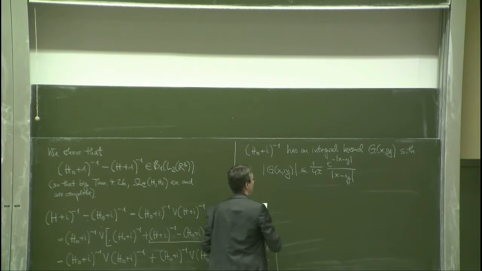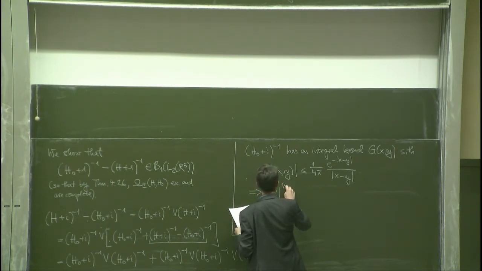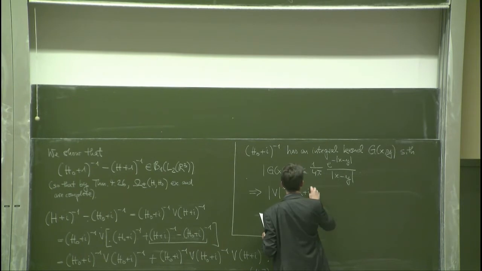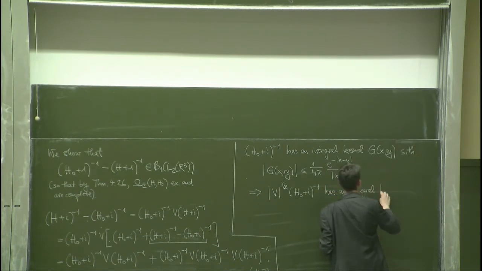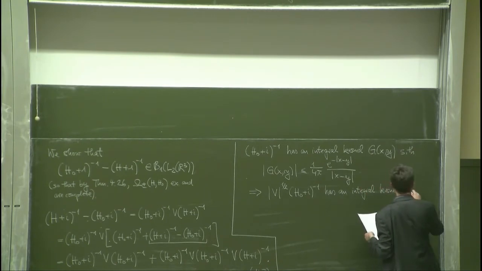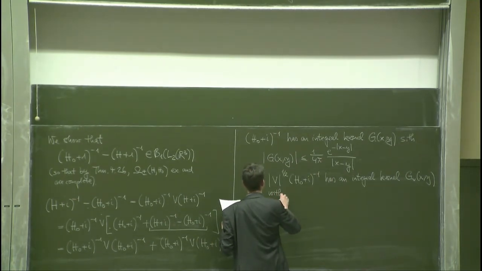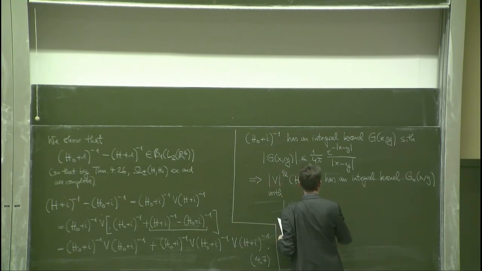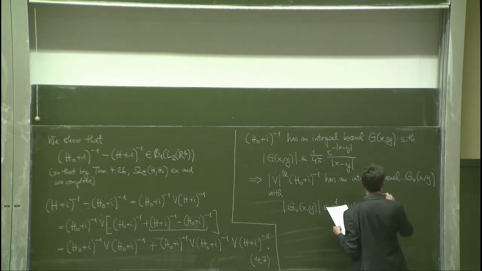And then we conclude that if I apply the operator absolute value of V to the power of 1/2 to (H0 + I)^(-1), then this has an integral kernel, let's say G_V(x,y), with the property that G_V(x,y) is simply bounded by 1 over 4 pi, absolute value of V(x) to the power of 1/2, exponential of minus absolute value of x minus y, over absolute value of x minus y.